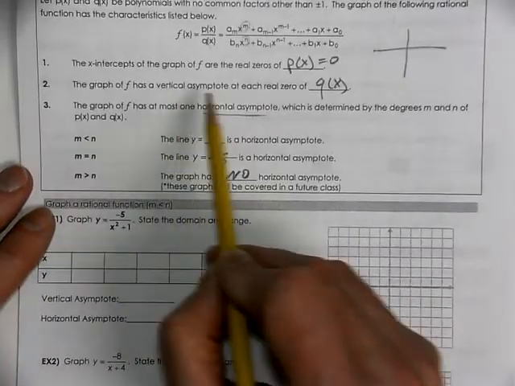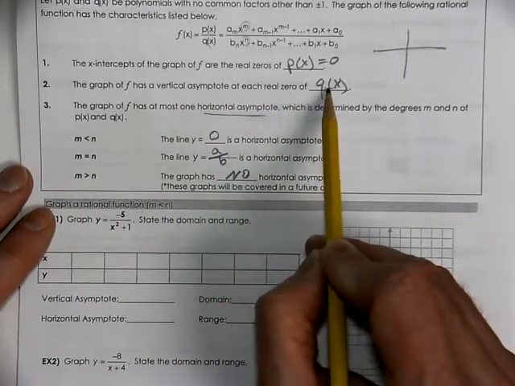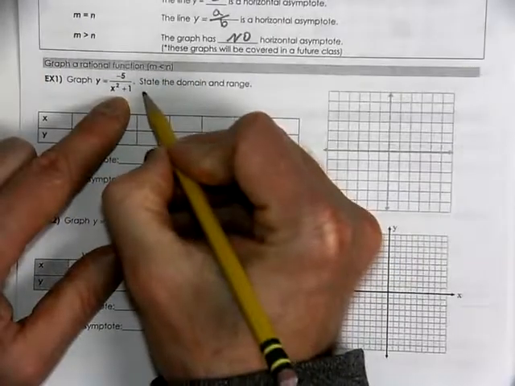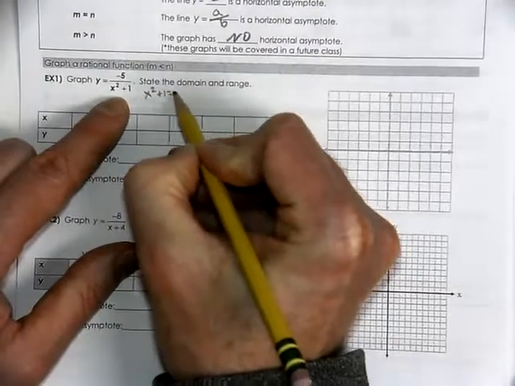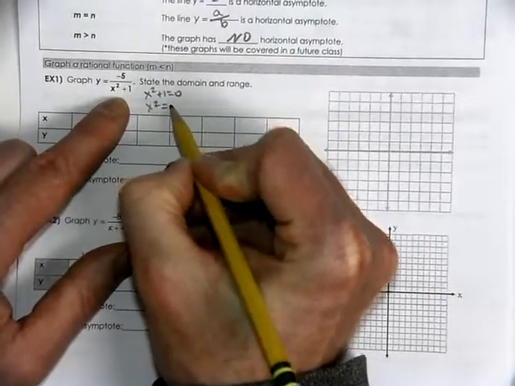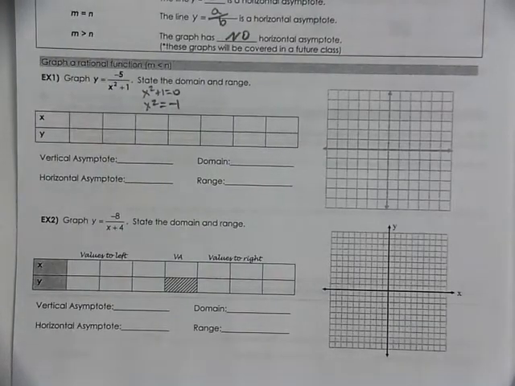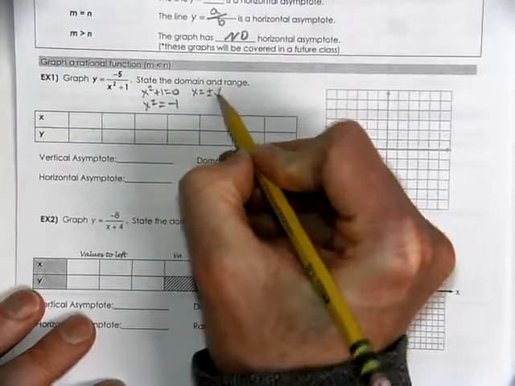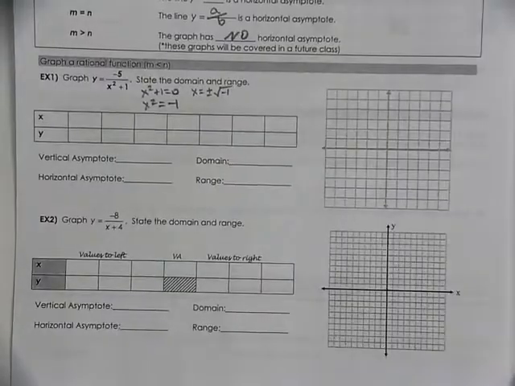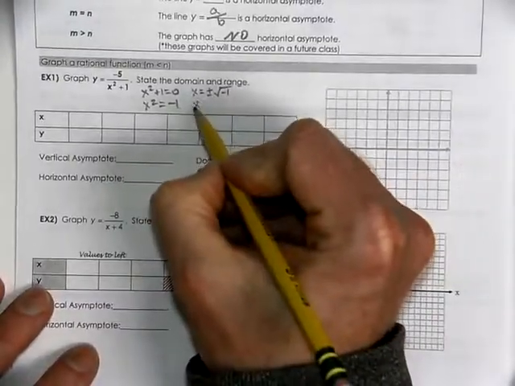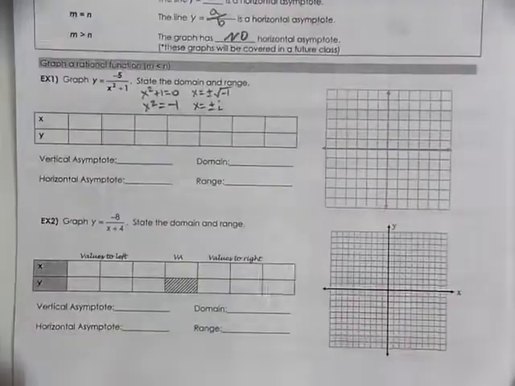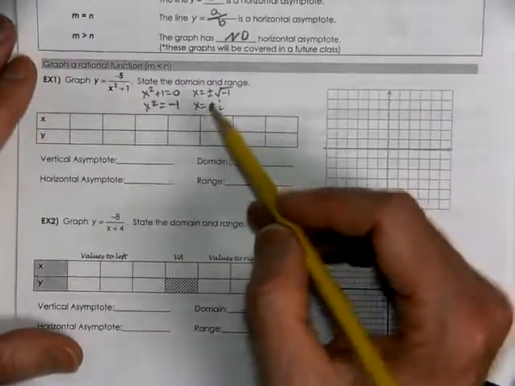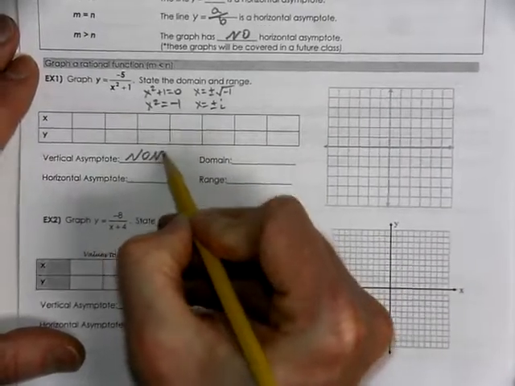The vertical asymptote is when we set the denominator to 0. So we go to your denominator, and you're going to set it equal to 0. So we subtract 1 to the other side. And when you take the square root of both sides, you get the square root of -1, which you should realize is plus or minus i. So what does that tell us? There is no vertical asymptote. So we have none.